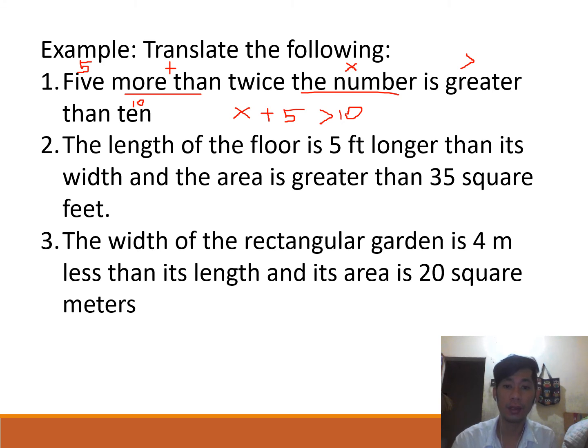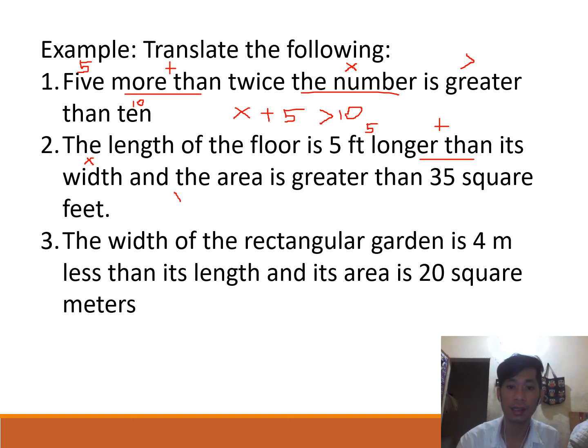For number 2, here, we're going to use x again, so that we have one variable. What we are looking for here: the length of the floor is 5 feet longer than its width. So, we need the width first so we can get the length. So, we will let x be our width. So, to get the length of the floor, the length of our floor is 5 feet longer than its width. How do we write 5 feet longer than its width? 5 feet longer than is a plus. So, 5 again. Again, it is "longer than." The writing is backwards. So, our length is x plus 5.